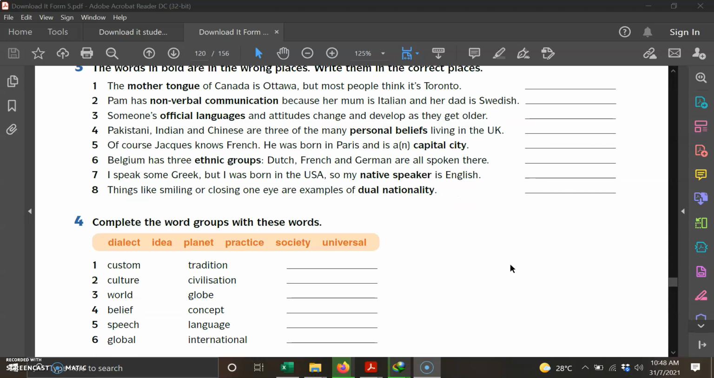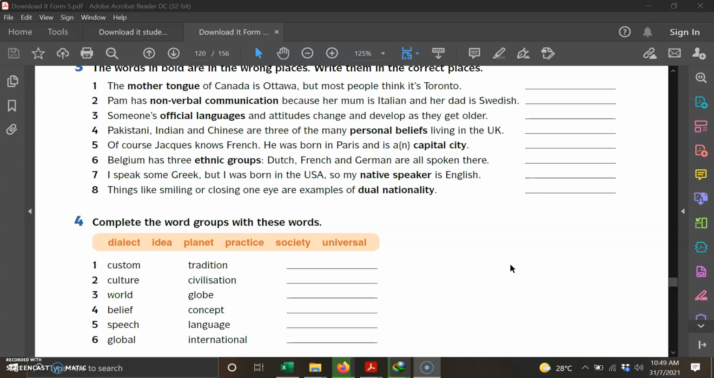Number 4, exercise number 4. Complete the word groups with this word. Maksudnya lengkapkan kumpulan perkataan dengan pilihan perkataan yang diberikan di dalam petak oren. So number 1, this is a word group, dalam kumpulan perkataan. One of them is missing and you can fill in the blanks with the missing words from the options given from the orange box up there.